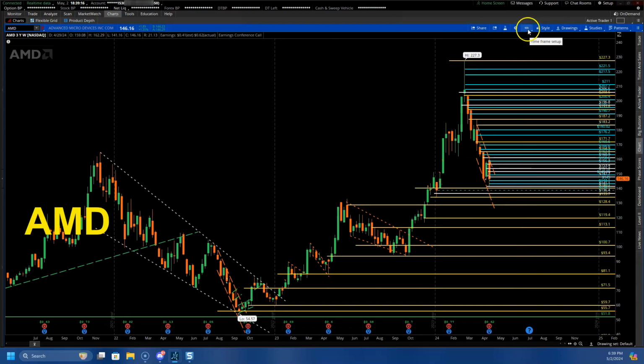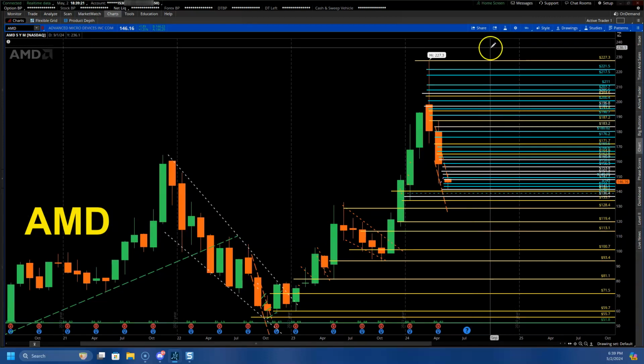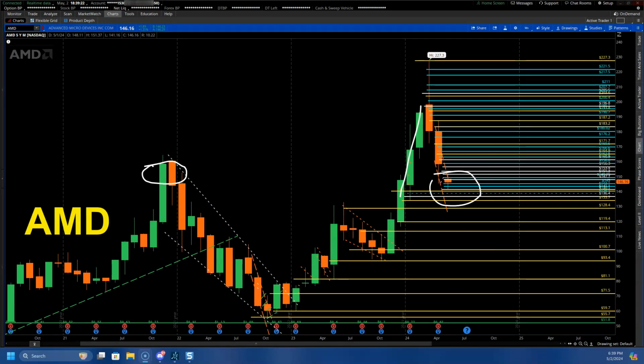I'm actually accumulating a position in AMD personally myself. I like the chart, right? I like this value area. This was the prior high. That's where we broke out from, and now we're right here, right? So this is a good zone to accumulate. I don't expect a V recovery, right?